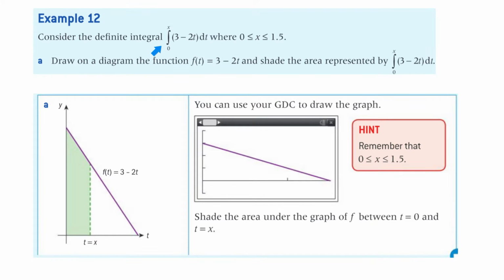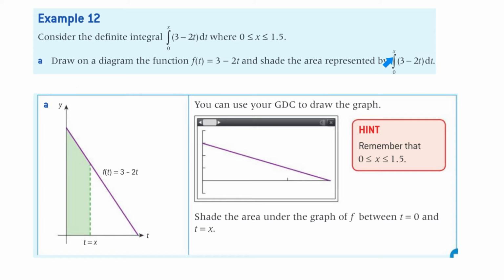Example 12, consider the definite integral where x is greater than or equal to 0 and less than or equal to 1.5. A, draw on a diagram that particular function, remember it's with respect to t, not x, and shade the area represented by that definite integral. And that matches our notation that we're used to.